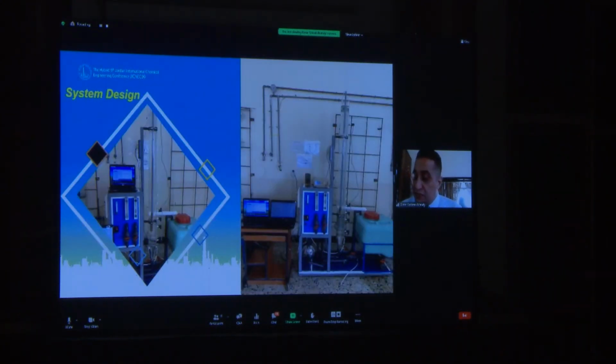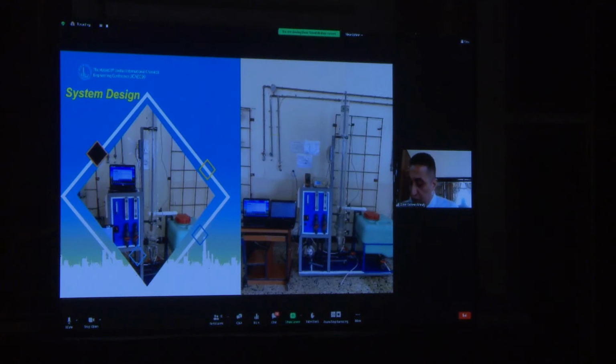System design: my experimental work uses a three-phase fluidized bed reactor, which consists of a fluidizing column, distributor plate, bed material, and measurement device. The fluidizing column is a vertical cylindrical Perspex column with an inner diameter of 11.5 centimeters and a height of 2 meters, which consists of two sections. The first section is the test section, where the fluidization occurs inside it. And the second section is the distributor section for gas and liquid.